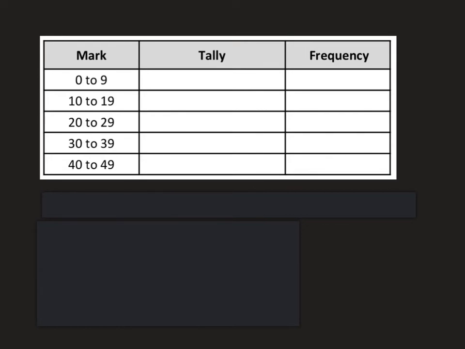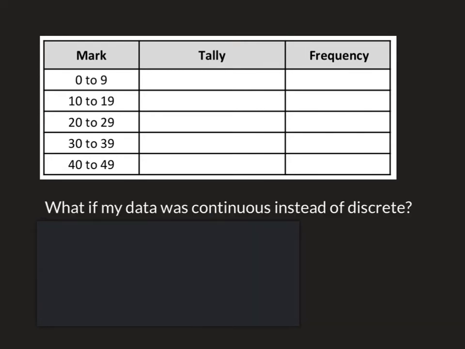So my question is, what if my data was continuous instead of discrete? What might the issue be here to begin with? Pause the video and have a think. Well, the issue would be this whole idea about continuous data is I can have any value along a range. So say, for example, this wasn't marks. Say instead this was, for example, time measured in seconds.